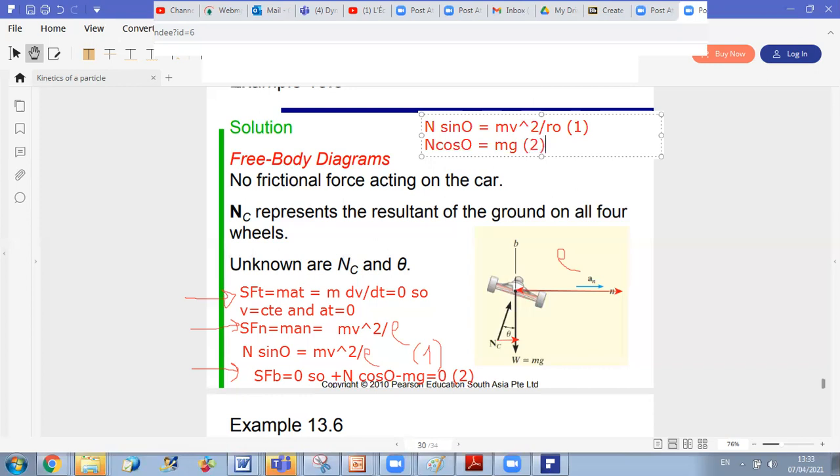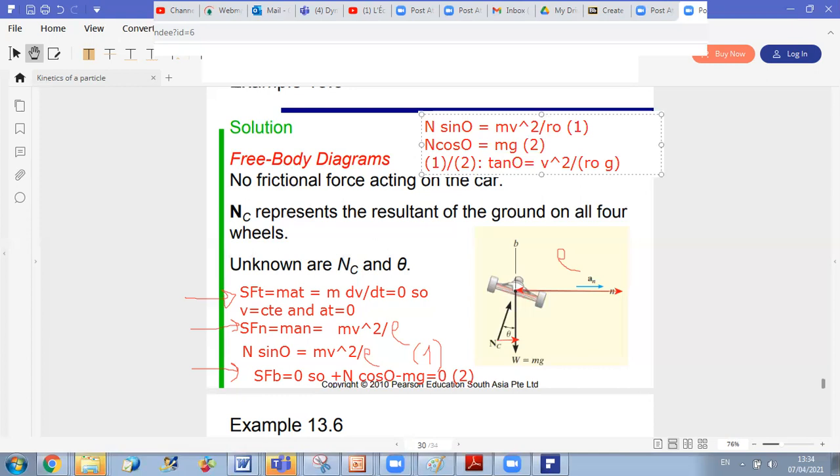Okay, so by doing equation 1 over 2 will give me that tangent of theta is equal to, m is simplified, so it's v square over rho times g. So as you can see here, you can calculate angle theta as tangent minus 1 of v square over rho g. So in general, if you want to design your race, you can start with this approximation.